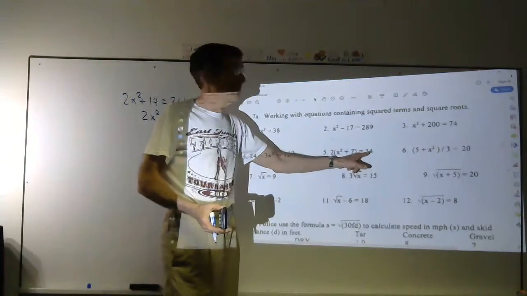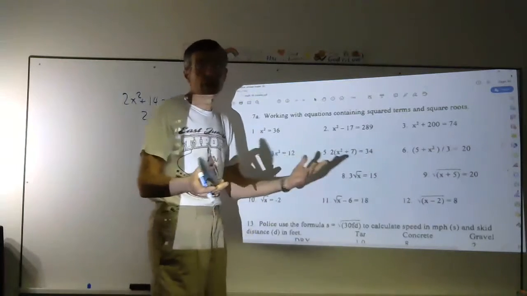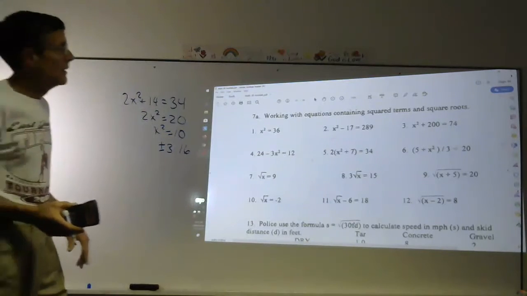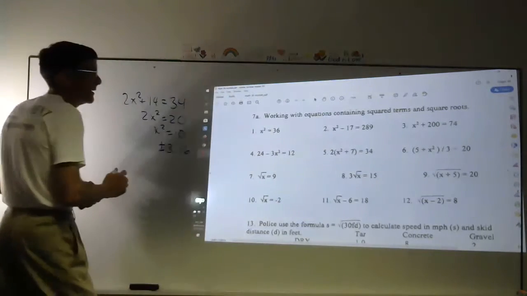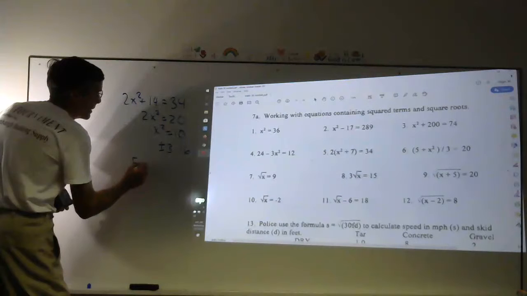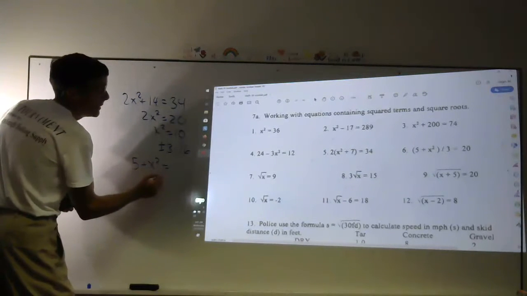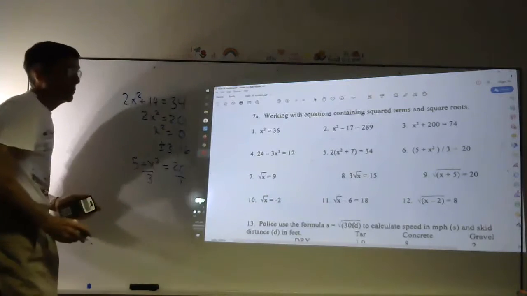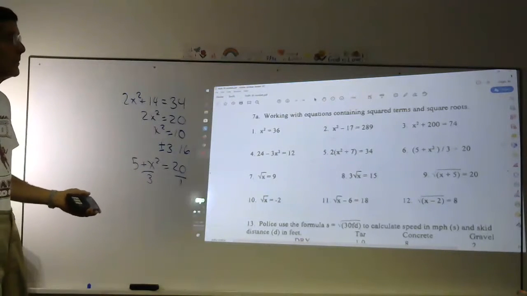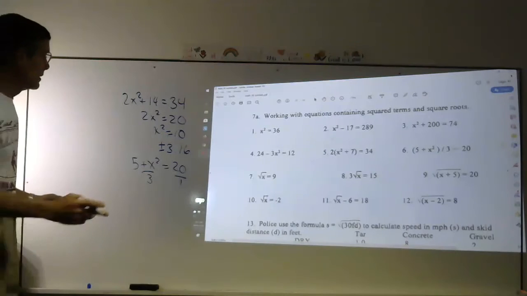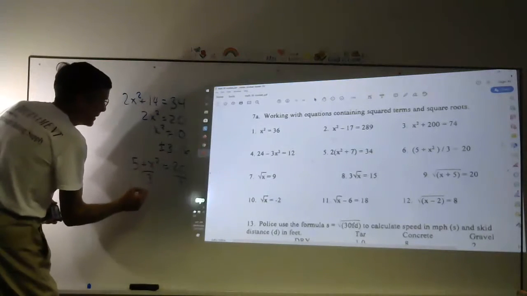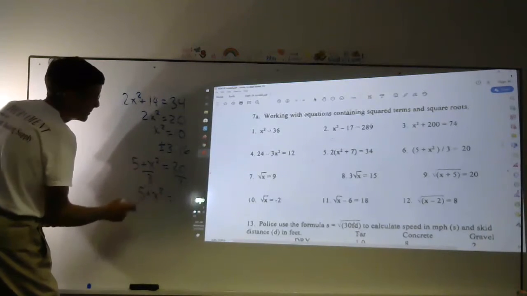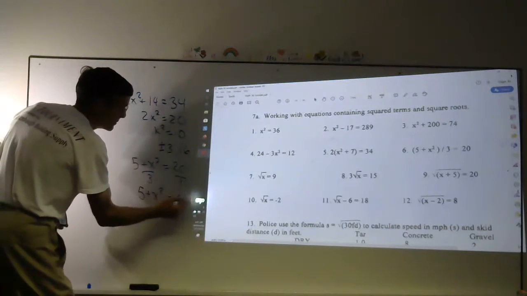You have 17 over here, subtract 7, you have x squared equals 10. Kind of the same thing, just smaller numbers. So over in number 6, the last one there, 5 plus x squared divided by 3 is equal to 20. I would cross multiply. Anytime you have a fraction equal to a fraction, cross multiply. I get 5 plus x squared times 1 is just 5 plus x squared. And 3 times 20 is 60.